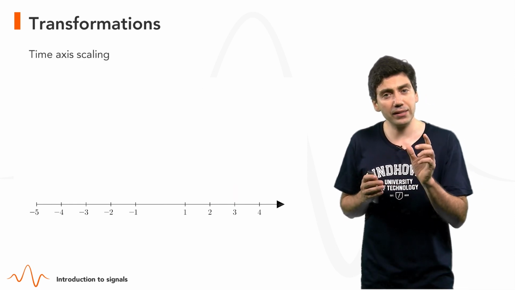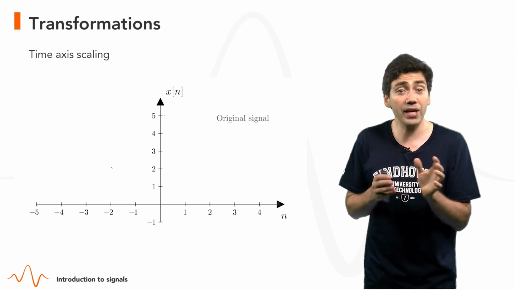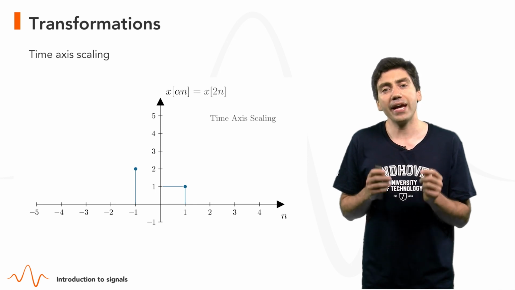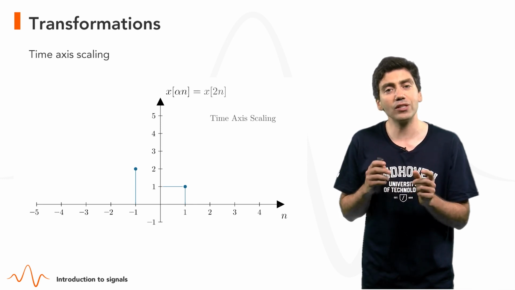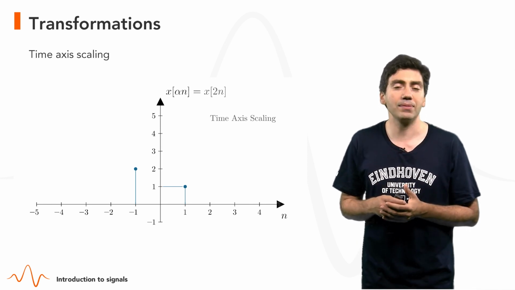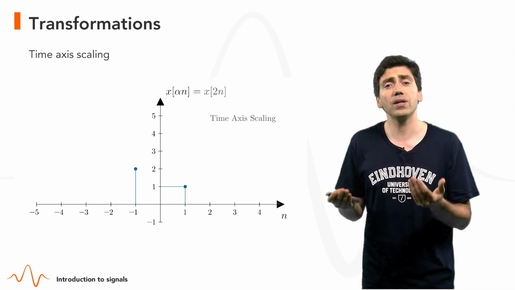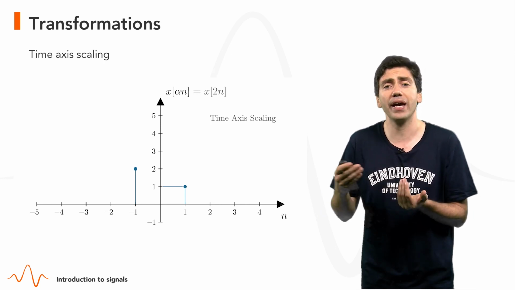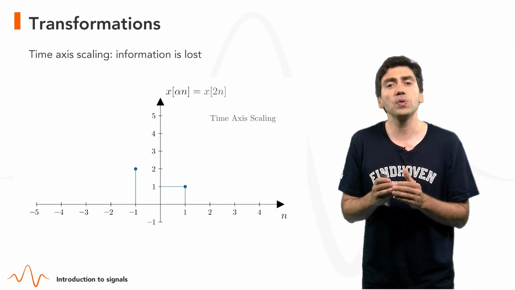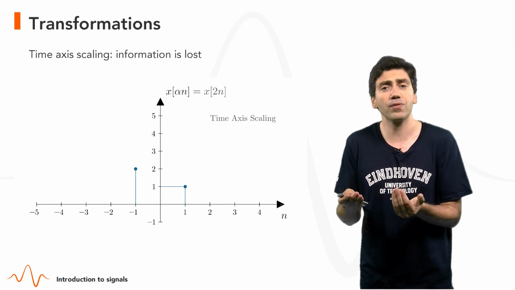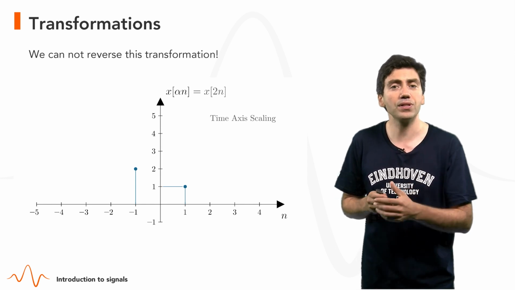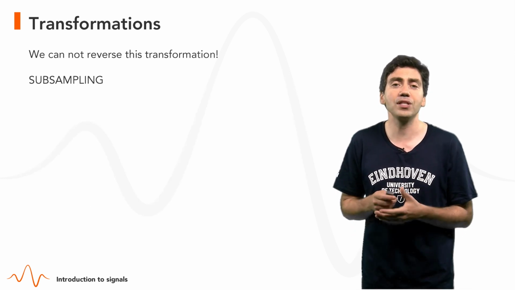Time axis scaling is even a bit trickier. Again, we cannot consider x of 0.5n. We can only consider x of an integer times n, and that integer now has to be larger than 1. However, let's say that we consider x of 2 times n. We are only going to obtain values such as x of 2, x of 4, x of 6, etc. Therefore, we're going to lose some information, namely x of 1, x of 3, x of 5 in the transformed signal. So we cannot reverse this transformation. This transformation is also called subsampling.